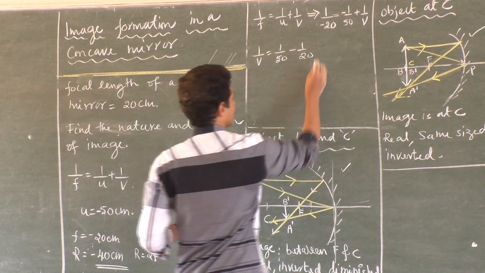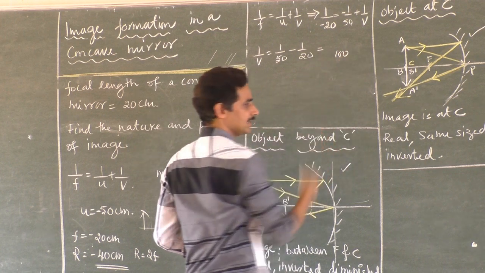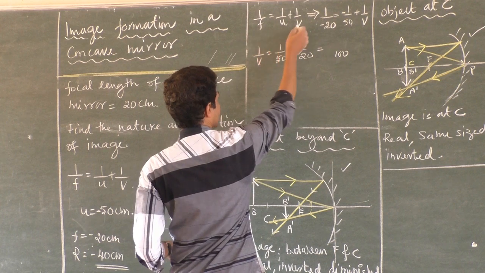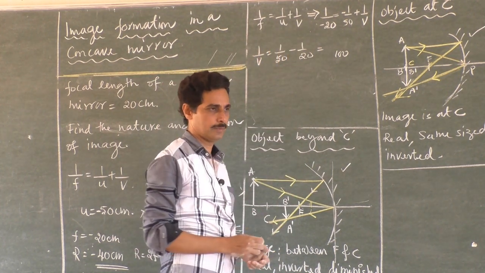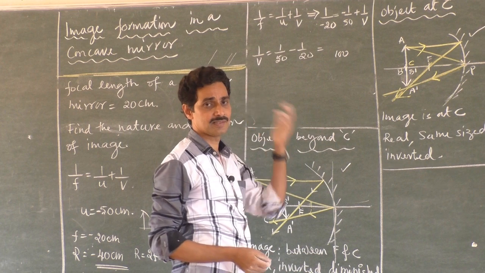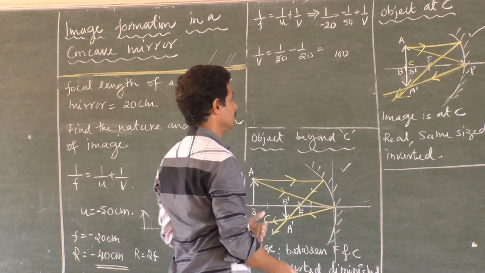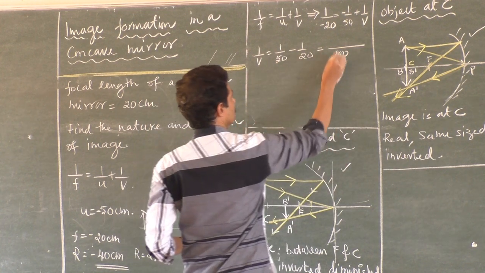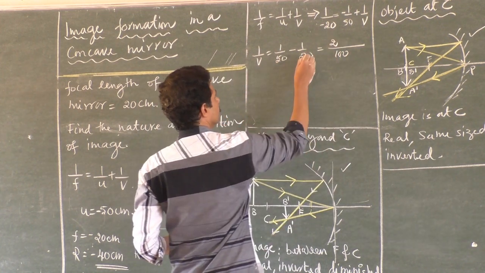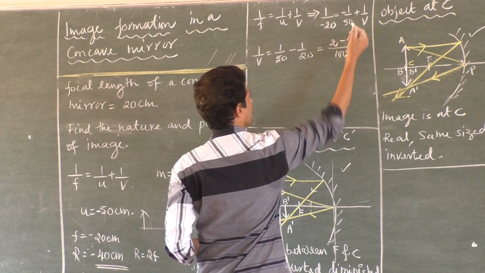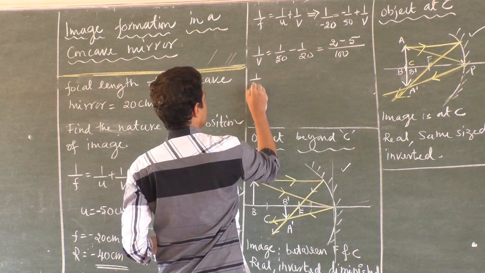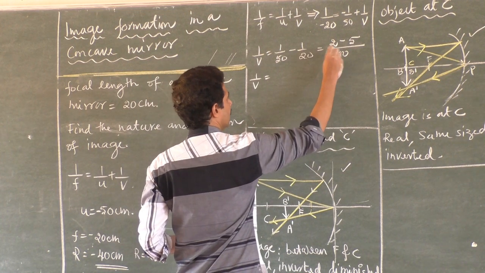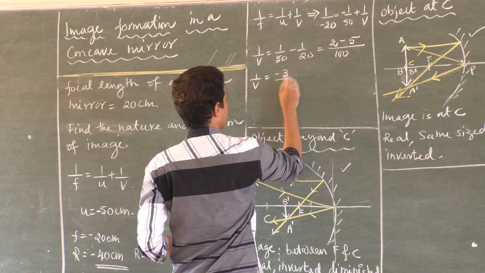Shall I take 100 as common? 100 centimeter. And everything is in centimeter. Don't worry, the answer is also in centimeter, because all these are distances and I have not converted them into the SI system. Since all the things are distances, nothing else is involved, the answer will also be in centimeter. So any unit is okay. 50 two times and 20 five times, so 2 minus 5. What is the answer? 1 by v is equal to 2 minus 5, that is minus 3 by 100.